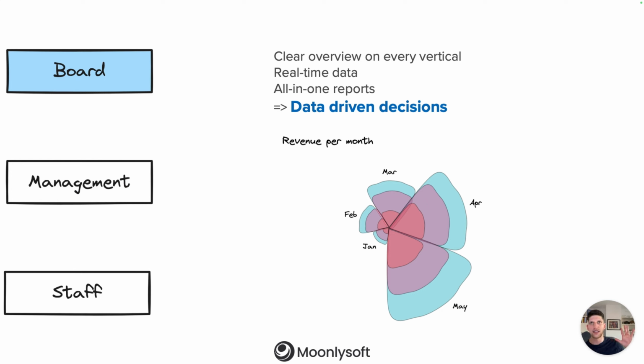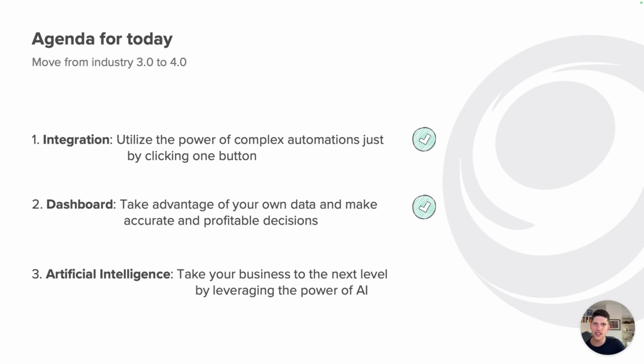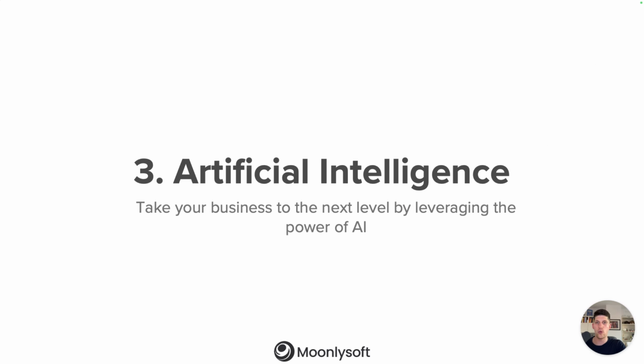And the same thing goes for the board. The board of directors needs to have all the data in reports and in dashboards, so they can make data-driven decisions. So the idea is to have multiple software systems that communicate with one another to create a dashboard where you can see everything in one place. And that checks dashboards. We've seen how important it is to have access to all the data so you can make correct data-driven decisions. Now we are moving to artificial intelligence, and we'll see how AI can take any business to the next level.